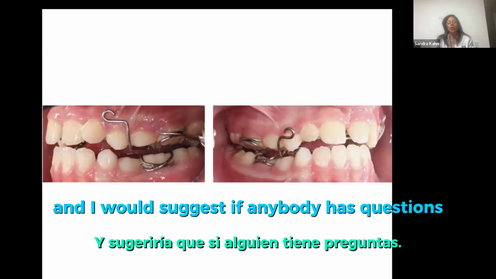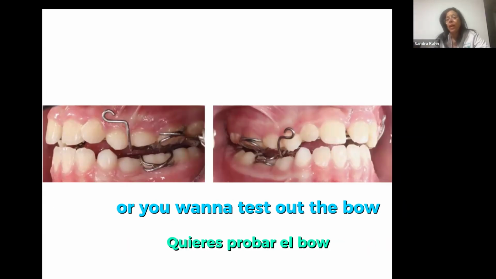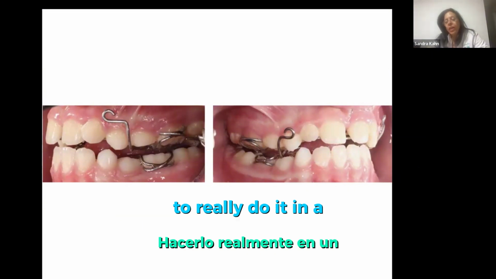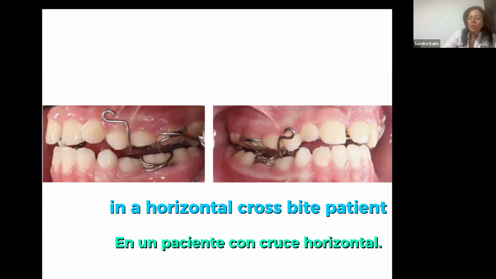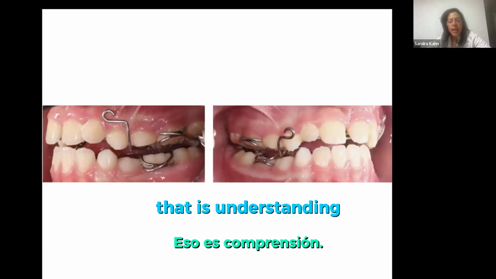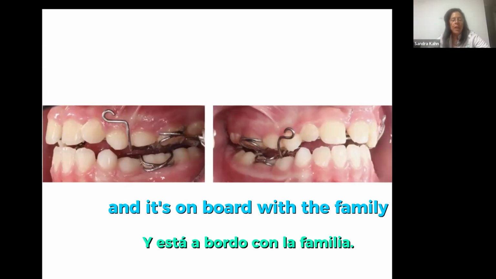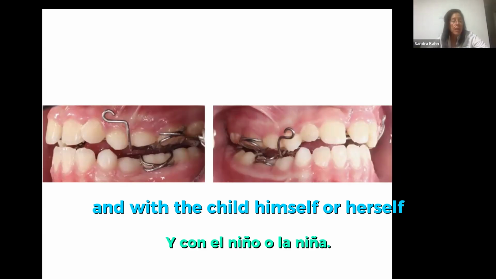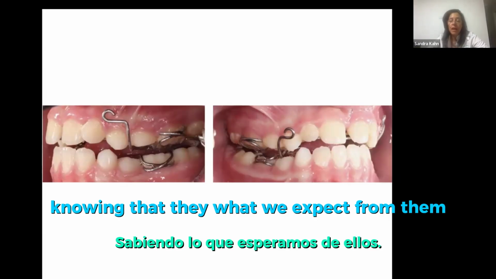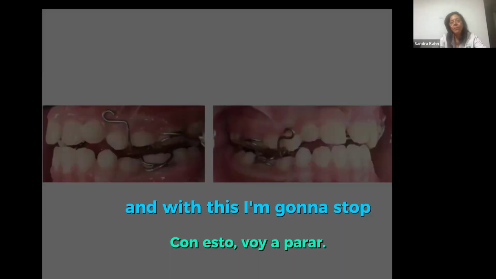And I would suggest, if anybody has questions or you want to test out the bow, to really do it in a horizontal crossbite patient that is understanding and on board with the family and with the child himself or herself, knowing what we expect from them. And with this, I'm going to stop.